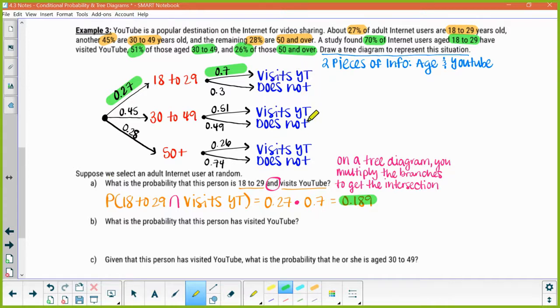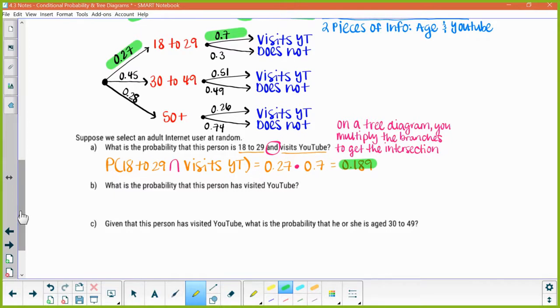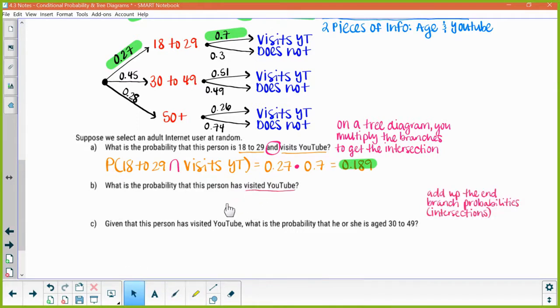So, anytime you want one of these outcomes at the very end, you need to multiply to get there. Otherwise, you are not calculating the correct value. So, what is the probability that this person has visited YouTube? All we want is just that they ended up at YouTube. So, what we're going to have to do is there's three options. They are 18 to 29 and they visit YouTube, they're 30 to 49 and they visit YouTube, or they're 50 plus and they visit YouTube.